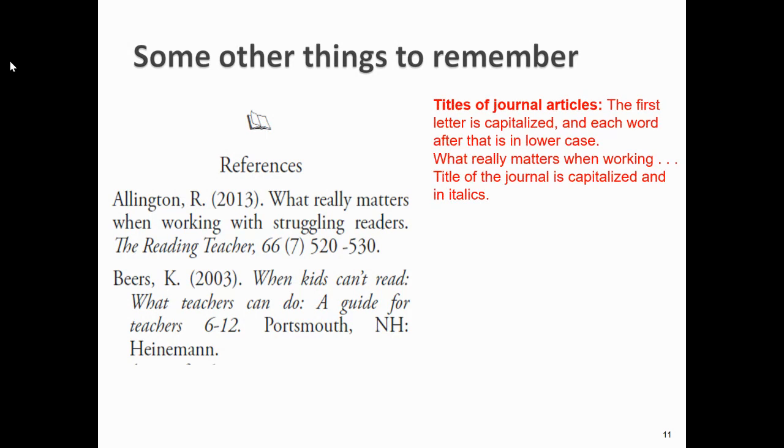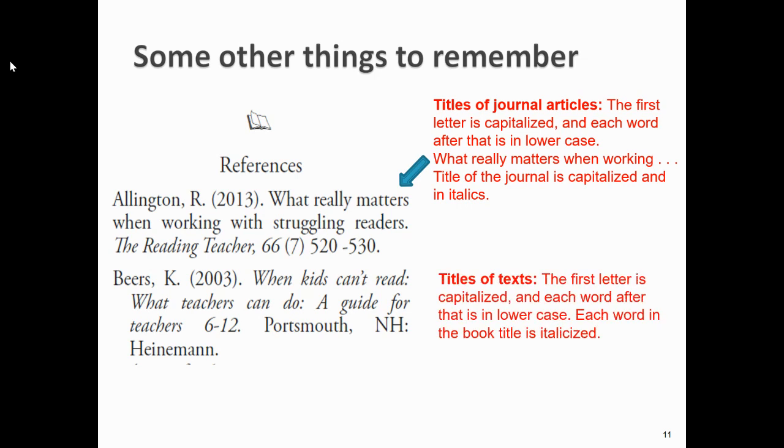A couple of other things to remember. Titles of journal articles, the first letter is capitalized, and each word after that would be in lowercase. In a title of a text, and this would be in the reference section, the first letter is capitalized and every word after that is in lowercase, and each word in the book title is italicized.